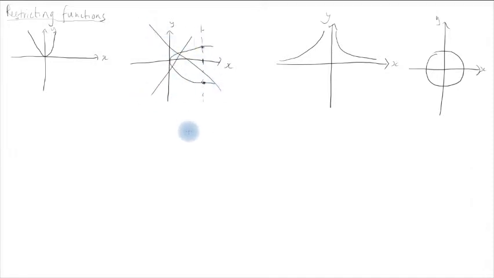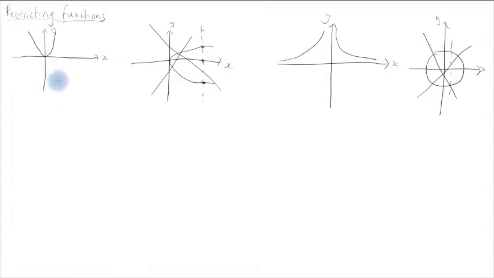And hopefully you can spot the other one that's not a function. It's this one here. Again, it fails the vertical line test. So that is not a function. Okay, so these 2 graphs left over, they are functions, but they're particular types of functions.